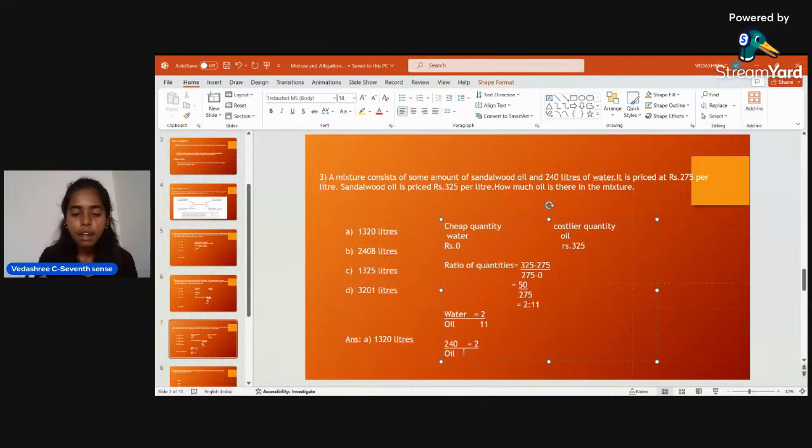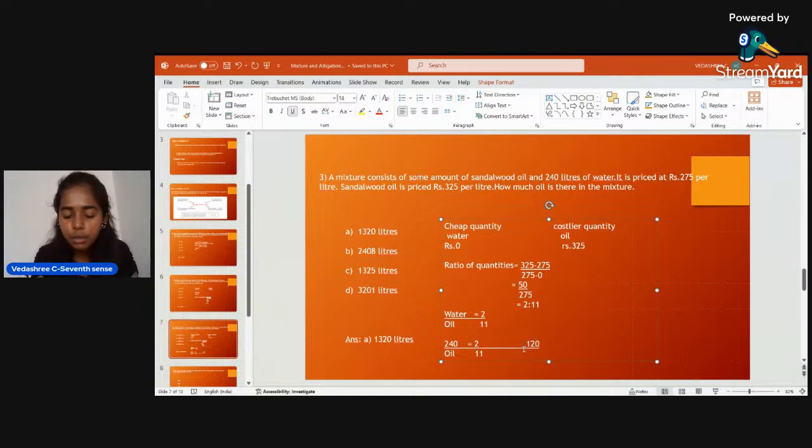Now we need to cross multiply. First we will divide 240. 2 ones are 2, 120 twos are 240, right? So now what will we get?